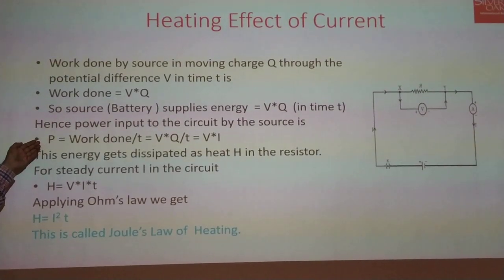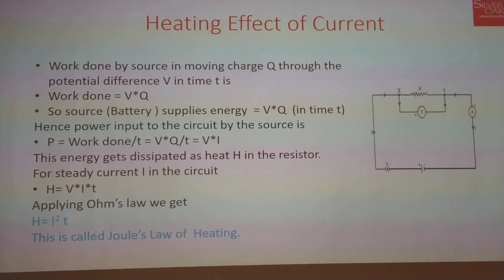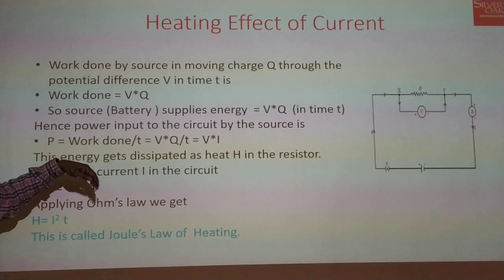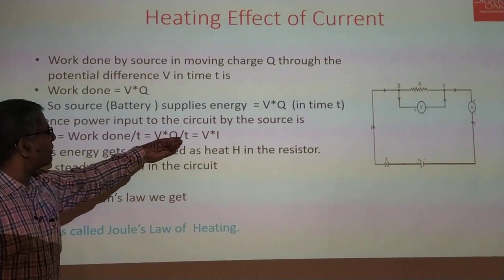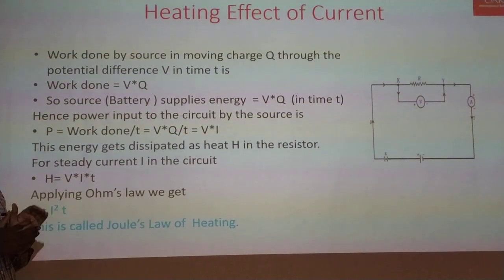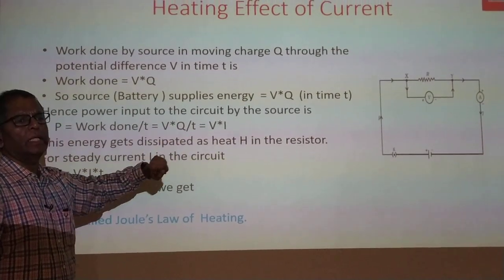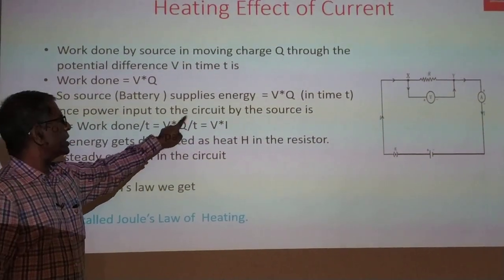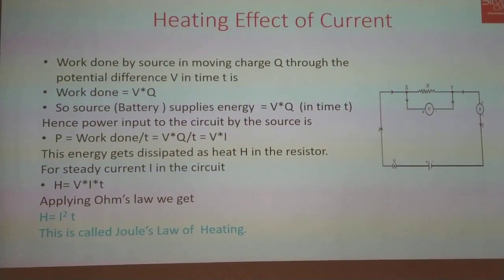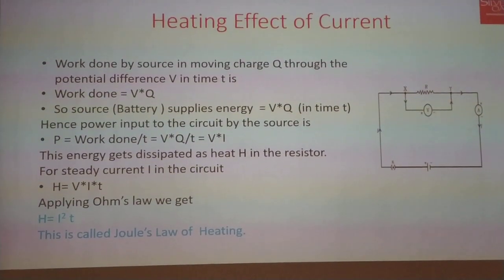You know that the definition of power is the rate of doing work. So power is equal to work done divided by time t, so V into Q divided by t. We have already discussed in the previous lectures that the rate of flow of charge is nothing but the current. So Q by t is equal to I. So we can say the power is equal to V into I, where V is the potential drop across the resistor and I is the current.